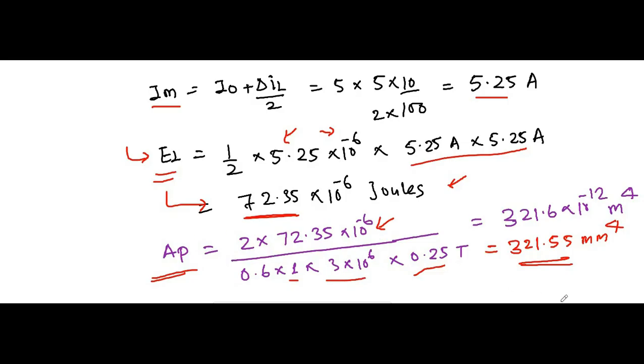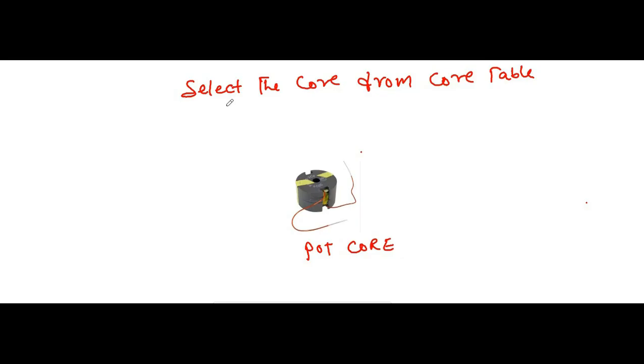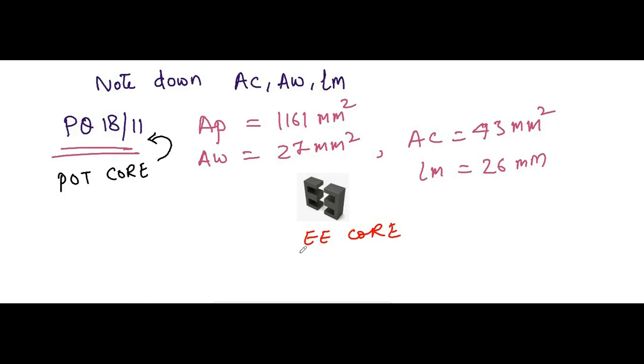So now in the second step, we got the value of AP, and based on the value of AP, I'm going to select the core from core table. In order to select the core from core table, you have to go and look at the manufacturer website and find out the core which is suitable for your application. Let's say this is the pot core. If you look at here, we have the pot core.